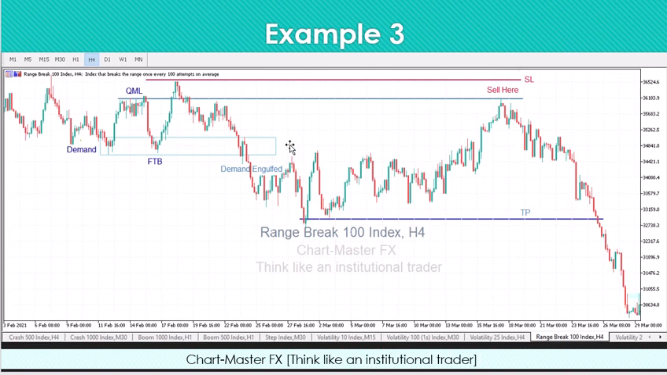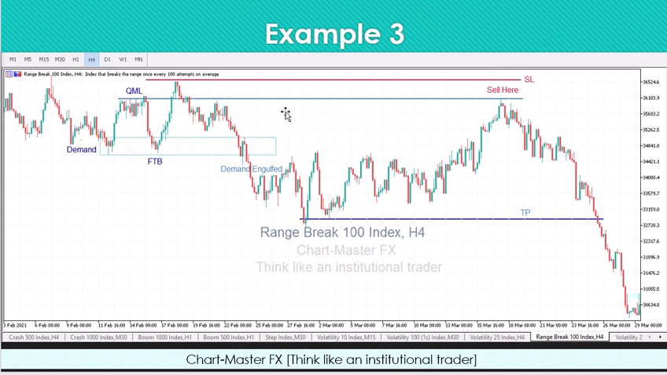On example number 3, we are on Range Break 100 index on H4. As you can see, guys, we have our demand zone here. Once you have a demand zone, we are having our FTB, which is our first time back. So as we are having our first time back, guys, what do we wait for? We wait for this demand to be engulfed. Once there is an engulfment of this demand, then we are looking to see how the price is going to react when it comes to this QM level. So as you can see, we have a QM level. If you don't have a QM level, then it means you don't have to take that trade. So there is an obvious QM level here.